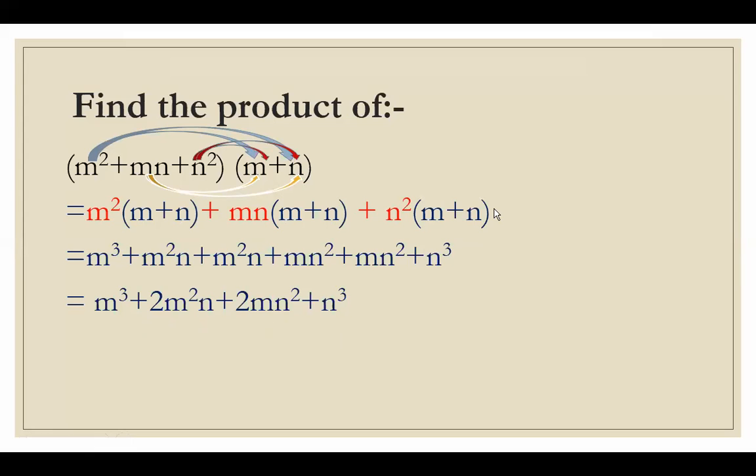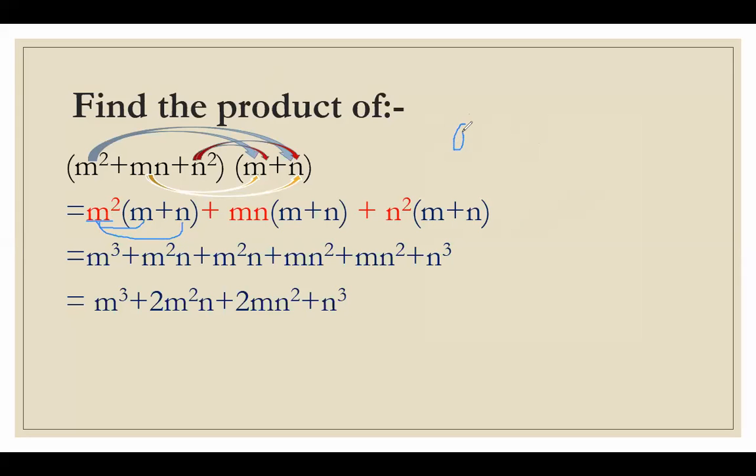Ramiz is saying that m square multiplied with m into n gives the answer m cube n plus n. No, Ramiz. Listen to me properly. When we are going to multiply this m square with this m, we also have to multiply this m square with this n.